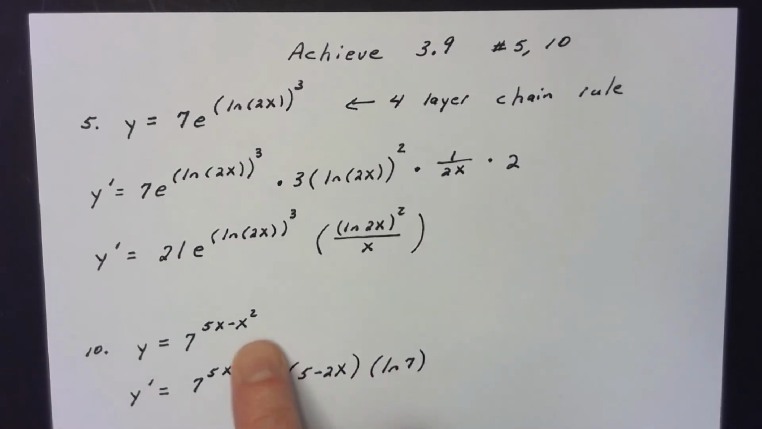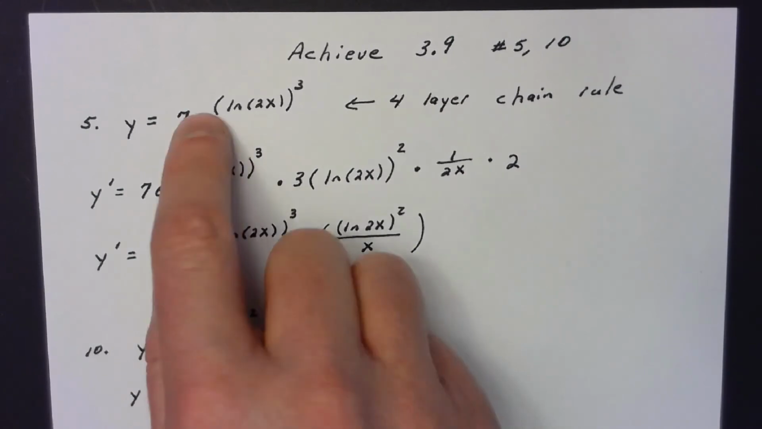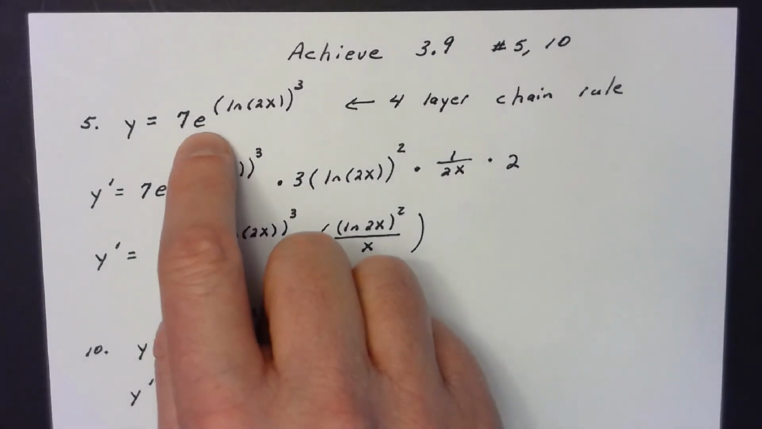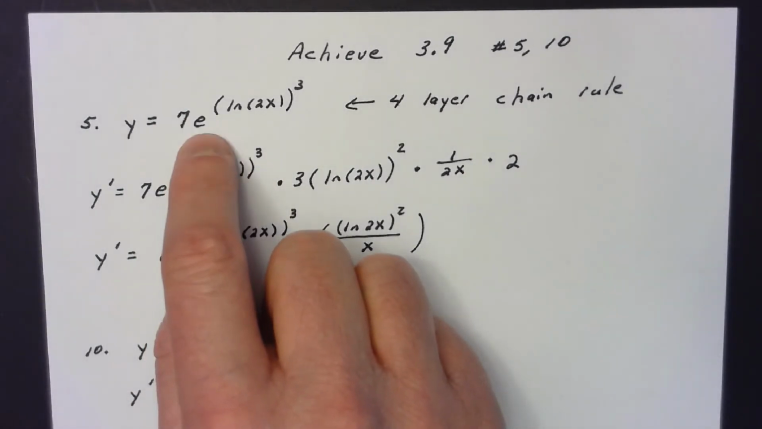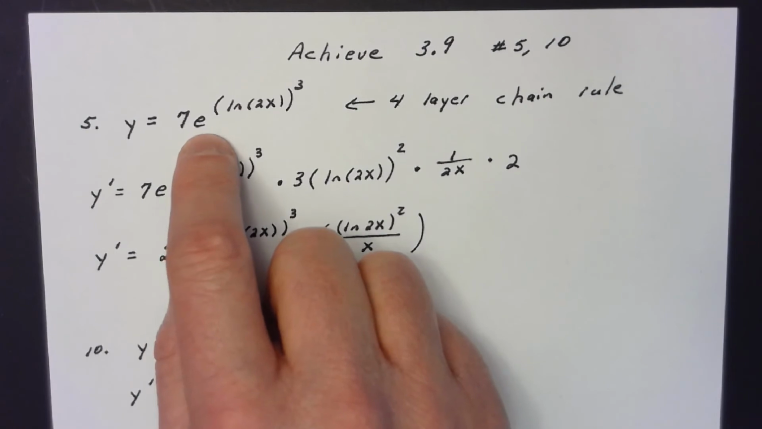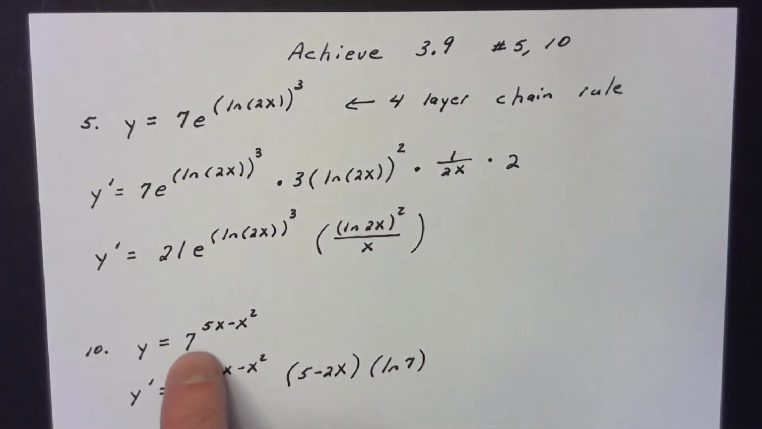Number 10 now. It's quite a bit quicker. The difference here is you have an exponential base other than e. Anytime e is your exponential base, we don't really have to worry about it. You just say the derivative of the exponential function is that exponential function. But remember from the notes, we said that anytime you take the derivative of any other type of exponential function, you have to worry about multiplying by the natural log of the base. Well, that's going to be the case here.